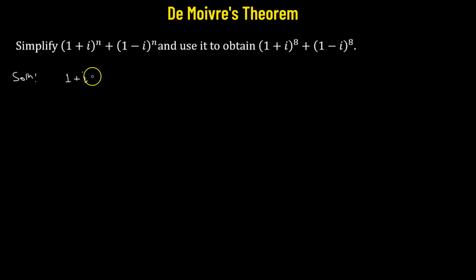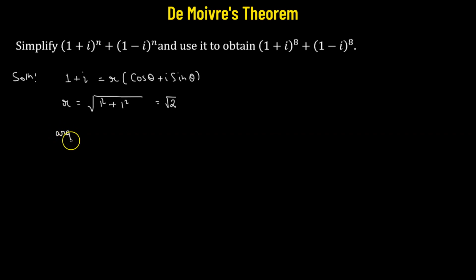We'll have to convert it to its polar form. In order to convert it to polar form, it has to be of the form r(cos θ + i sin θ), where i is iota. To find the value of r, we take the square root of the real part squared plus the imaginary part squared, which gives us the square root of 2.